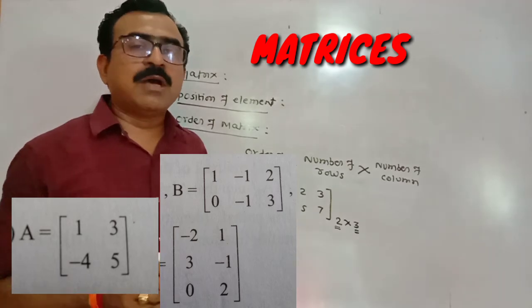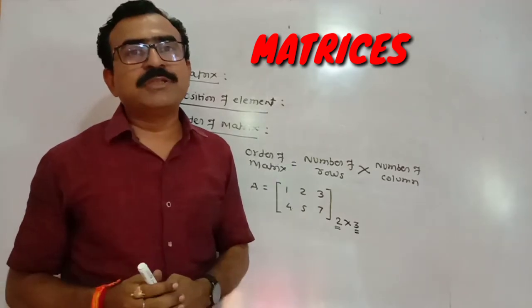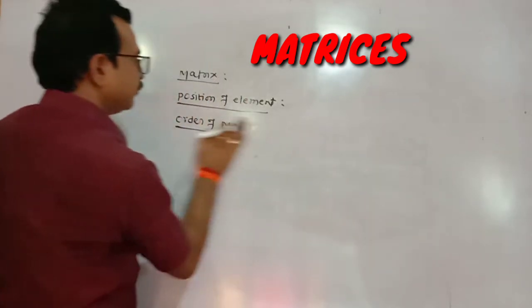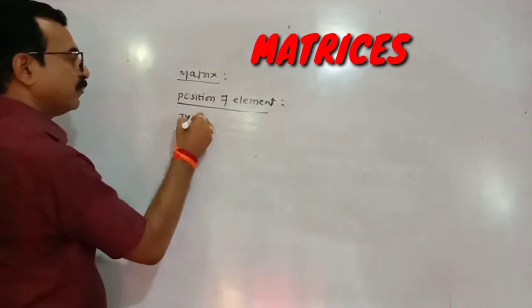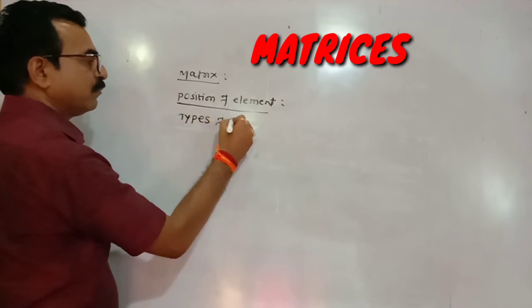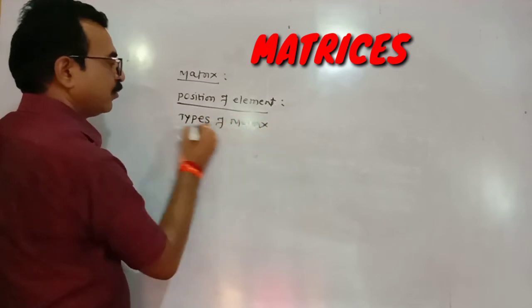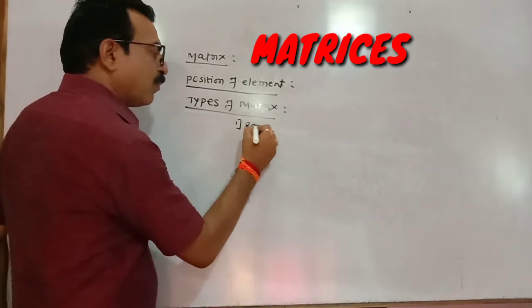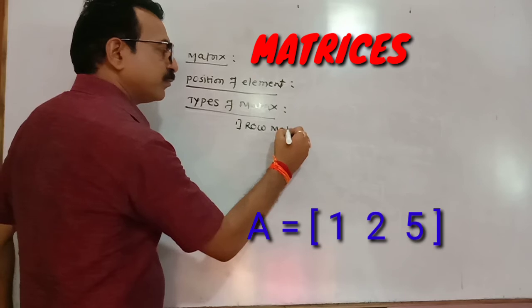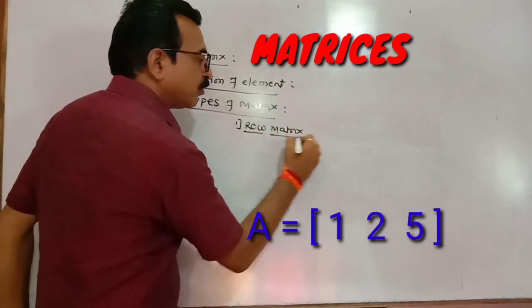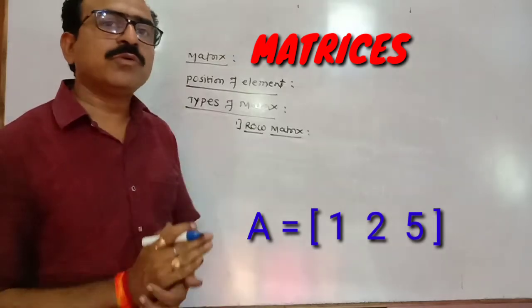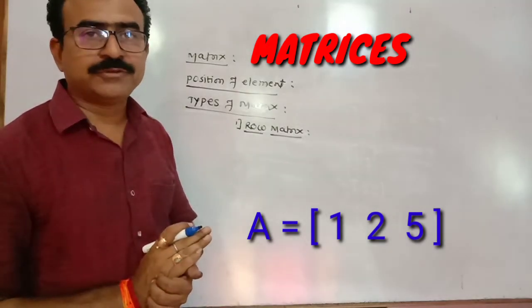Understood? Now let us learn about the types of matrix. Row matrix. A matrix having a single row is called a row matrix.